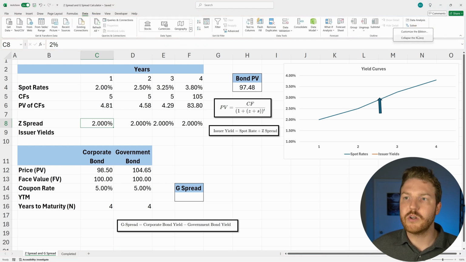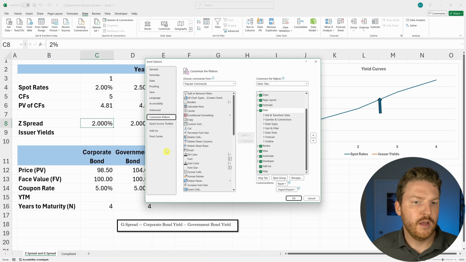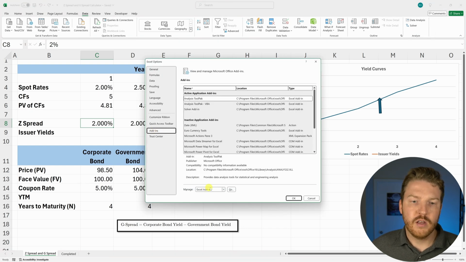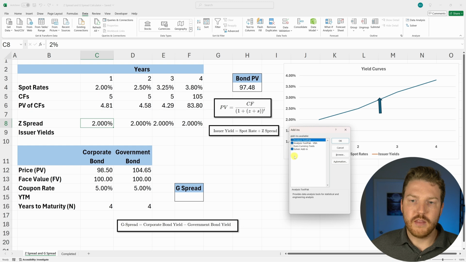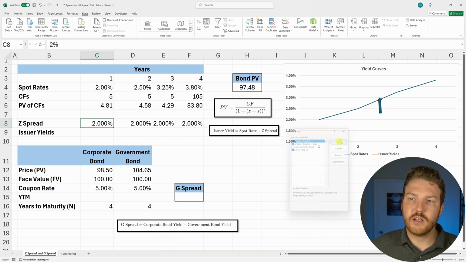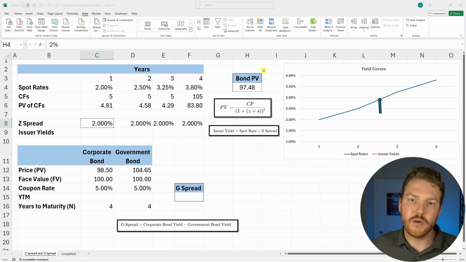If not, you can right click over here, customize the ribbon. Then you can go to add-ins, Excel add-ins, go, and then just make sure solver add-in is checked and hit okay. So we'll go to solver.